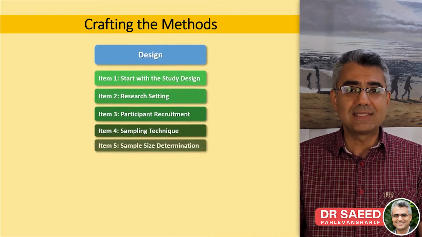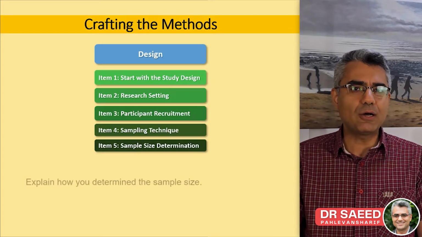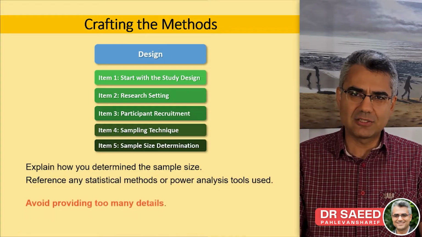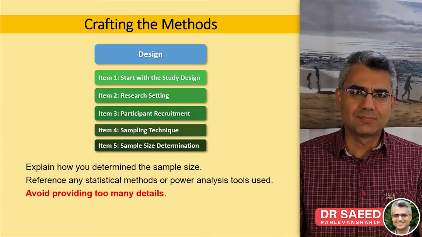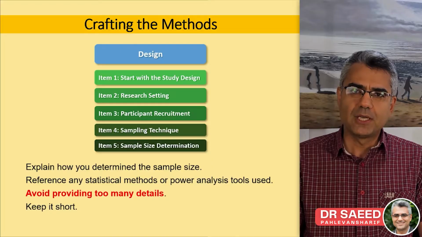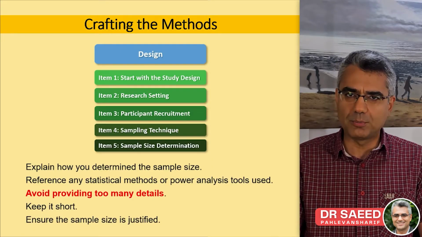Item 5, sample size determination. If relevant, explain how you determine the sample size. However, avoid providing too many details like, for example, formulas to compute the sample size. Keep it short. Usually 1 to 2 sentences are enough. Also ensure the sample size is justified by the study's goals and hypothesis.